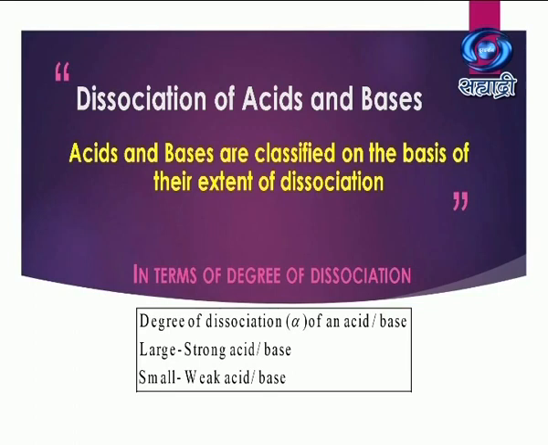In terms of degree of dissociation, that is alpha, earlier we studied this term. If the degree of dissociation of an acid is quite large, then it is called a strong acid or strong base. And if this alpha of an acid or base is small, then it is called a weak acid or weak base.